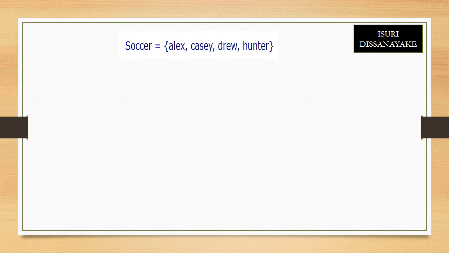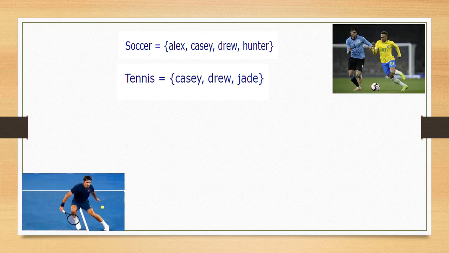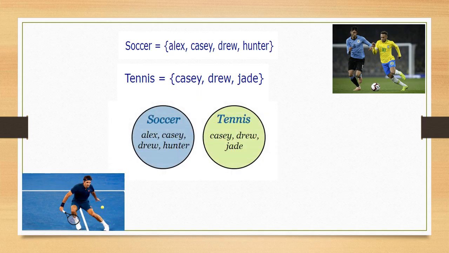Okay, now look at this. These are the students who play soccer in a class: Alex, Casey, Driv and Hunter. And these are the students who play tennis in a class: Casey, Driv and Jade. So we are going to put this information into a graphic which gives you much clearer information. Those who play soccer, I have put into the blue circle, and those who play tennis, I have put into the yellow circle, and I have labeled them soccer and tennis. But I can clearly see that Casey and Driv play both sports. So I can show that part as well.